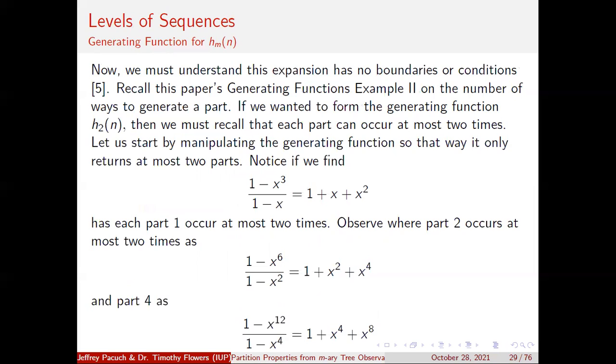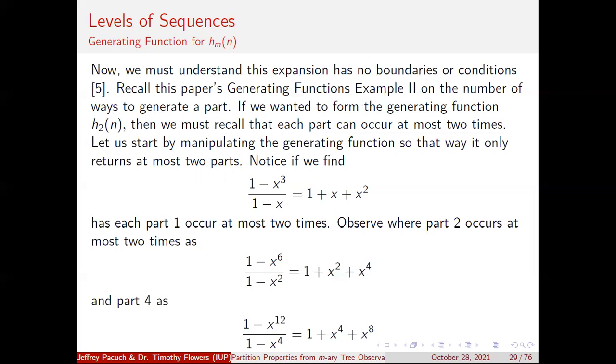So in this case, if I go back, remember when we proved the parts occurring at most 2 times, we can recall this form. We can say we have 1 minus x to the 3rd divided by 1 minus x. This will give me the generating function for parts that occur at most 2 times, where in this case, it's part of 1 occurring at most 2 times. The second one I have in the middle of the screen is going to be parts of 2 occurring at most 2 times.